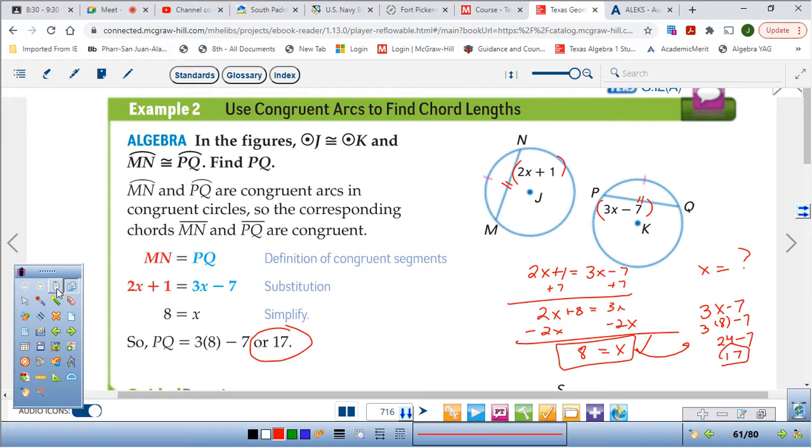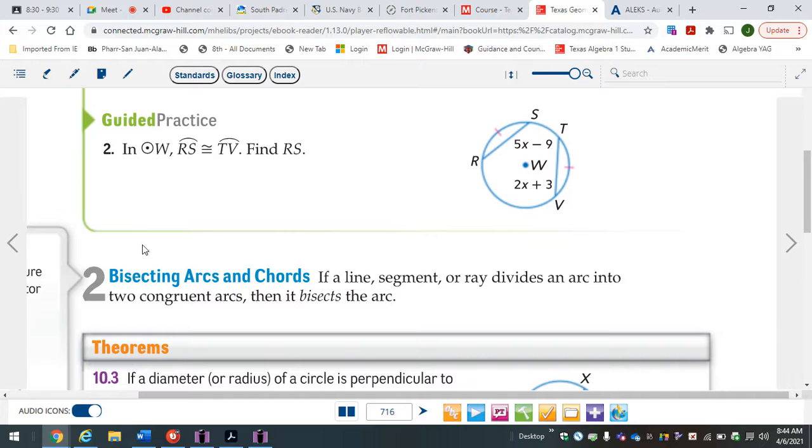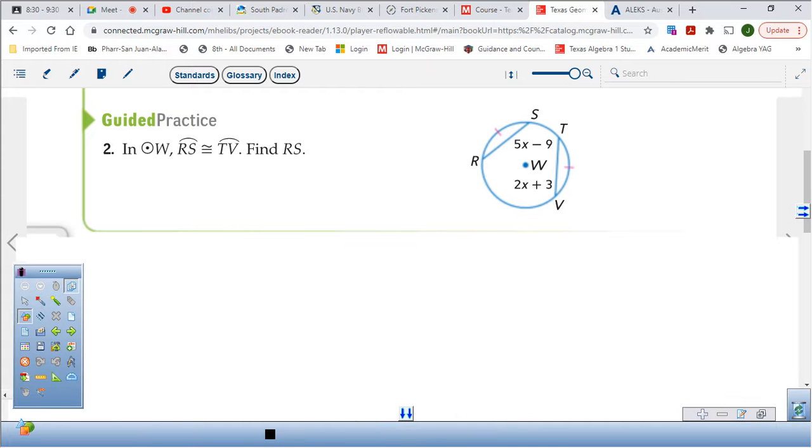Okay, we'll move on. Let's go and try 2, guys, right here. So in circle W, arc RS is congruent to arc TV.